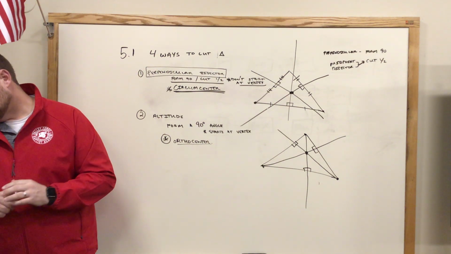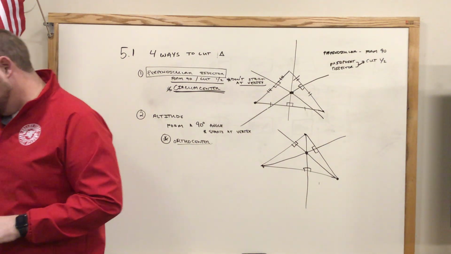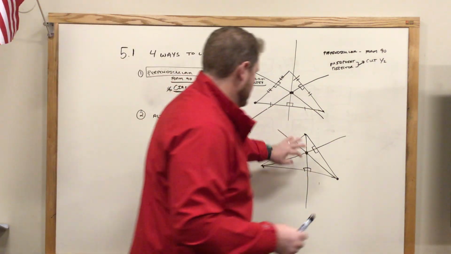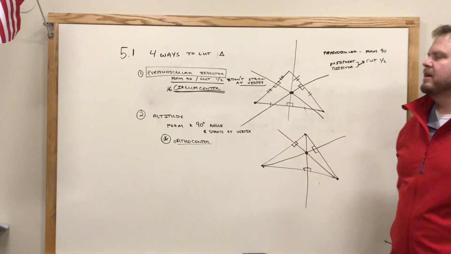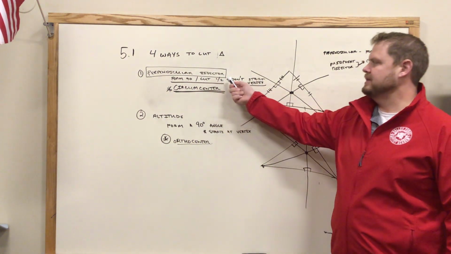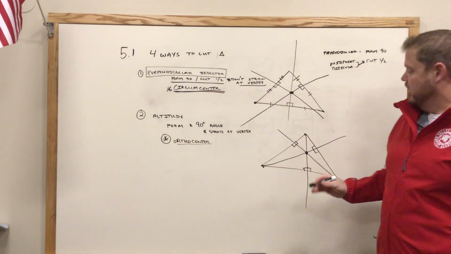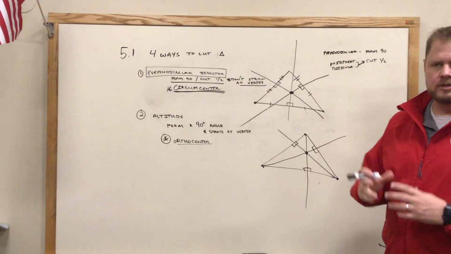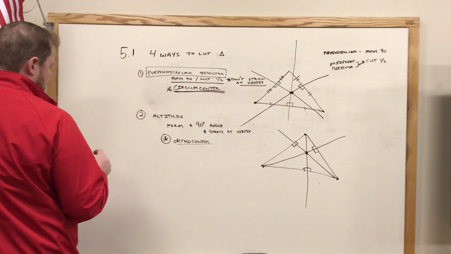Any questions? Okay, so what you're going to do is go out and draw these. If it's an altitude, it forms a 90-degree angle with the opposite side. If it's a perpendicular bisector, it forms a 90-degree angle with the opposite side, and it cuts it in half. When you're drawing it, be careful to make it a right angle across the side.